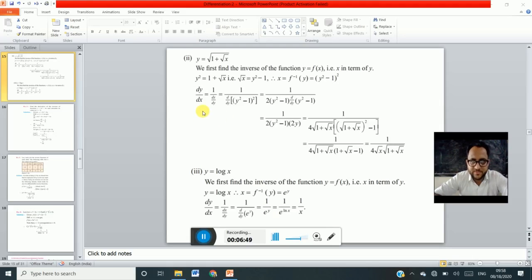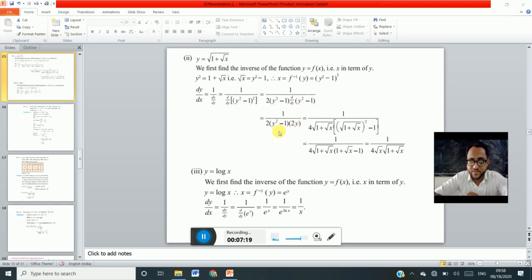So again we know the theorem is dy by dx equals 1 upon dx by dy, that is, derivative of x. X is what? Y square minus 1 whole square, so d/dy of y square minus 1 whole square. What is the derivative of y square minus 1 whole square with respect to y? That is 2 into y square minus 1 into the derivative of y square minus 1, and 1 upon this. What is the derivative of y square minus 1 with respect to y again? That is 2y, the derivative of 1 is 0.